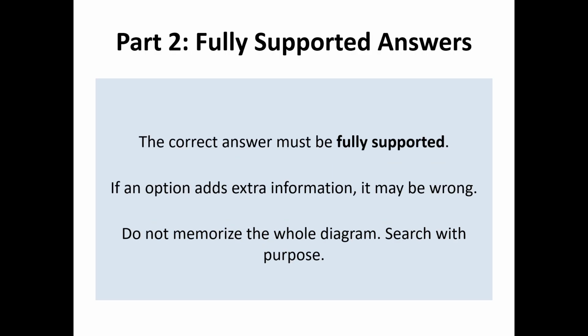In part 2, the correct answer must be fully supported by the diagram or picture. This is very important. Sometimes an option looks correct, but it adds extra information that is not in the diagram. That answer is dangerous. Even if 80% of the answer is correct, but 20% is not mentioned or changes the meaning, you should not choose it. Only choose the answer that is completely supported.